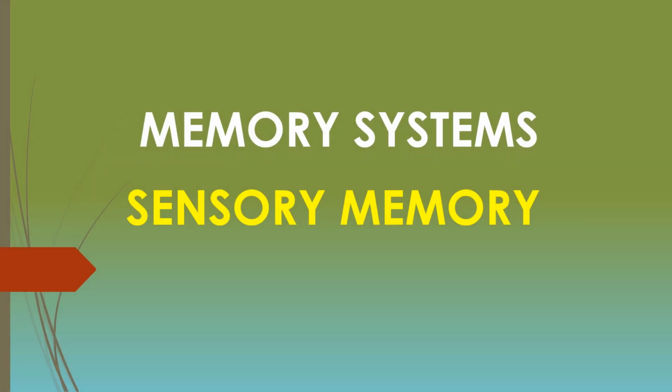Memory systems. Memory systems include sensory memory, short-term memory, and long-term memory. In this video, we will learn sensory memory.